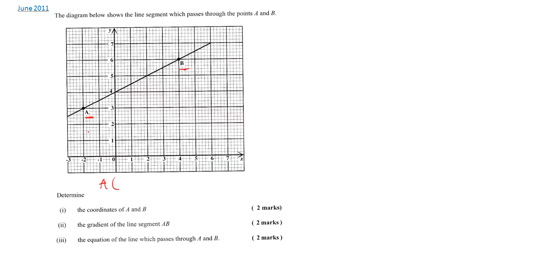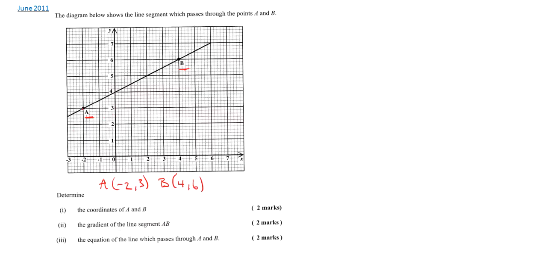So A is minus 2, 3. And B is 4, 6. Right? So all you have to do is to read off the coordinates directly from the graph. The point A is directly above the point x equal minus 2, and it's directly to the right of the point y equal 3. So that's how I got minus 2, 3.